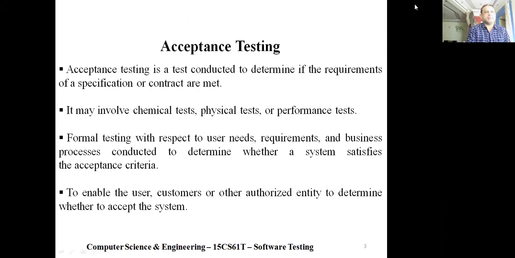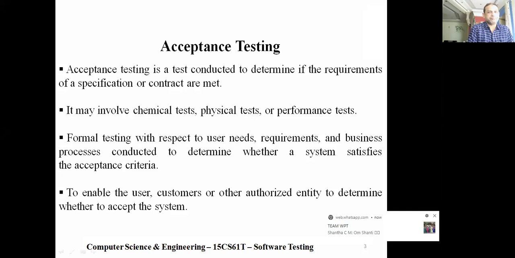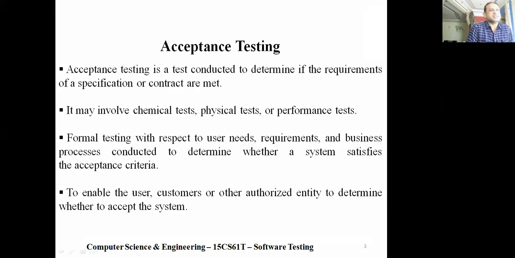What do you mean by acceptance testing? Acceptance testing is tests conducted to determine if the requirements of a specification or contract are met. That is, whether the software is meeting the requirements of the customer or not. The customer is going to test, or he'll be physically present, or he'll be doing it in the organization, or he may do it in his own environment. That is acceptance testing.